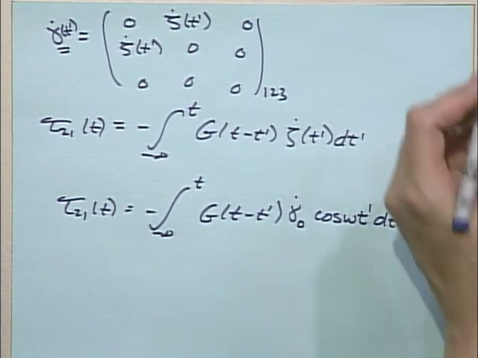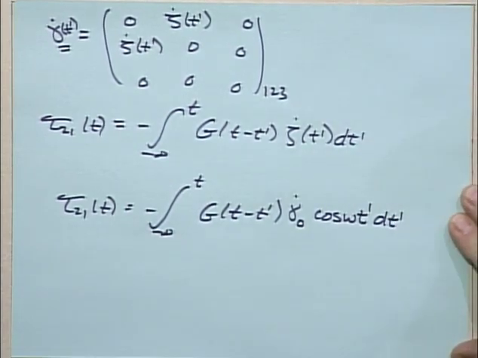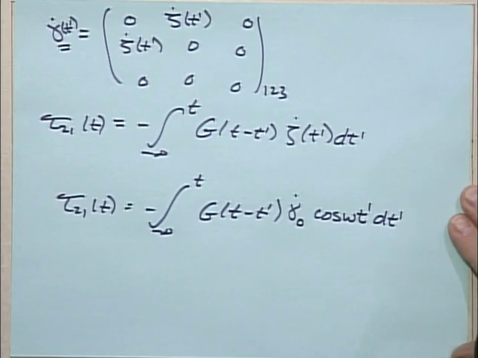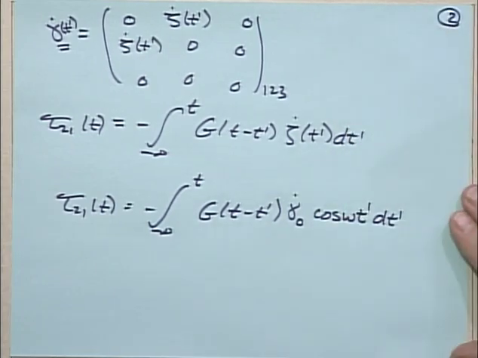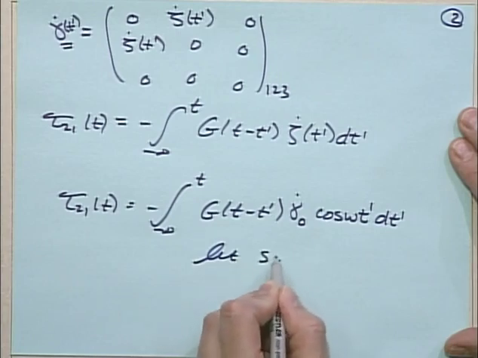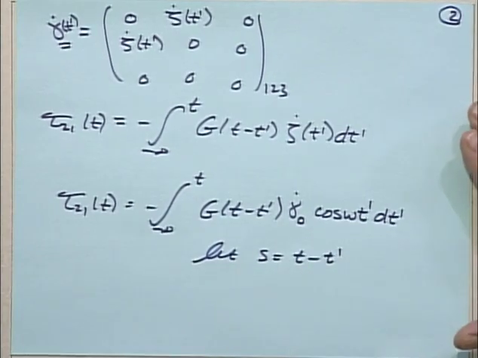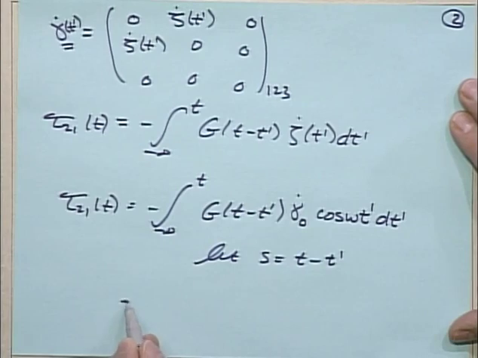Now, there's a little, it's not exactly a trick, but it's a little convenience that we often use in these integrals. And that is we define a quantity called s, which is equal to t minus t prime. So let s equal t minus t prime. And this is not necessary. You could do this integral without doing this. But this is most often how you'll see it in my book and also in other places in the literature. So let me just rewrite this as t minus t prime here.